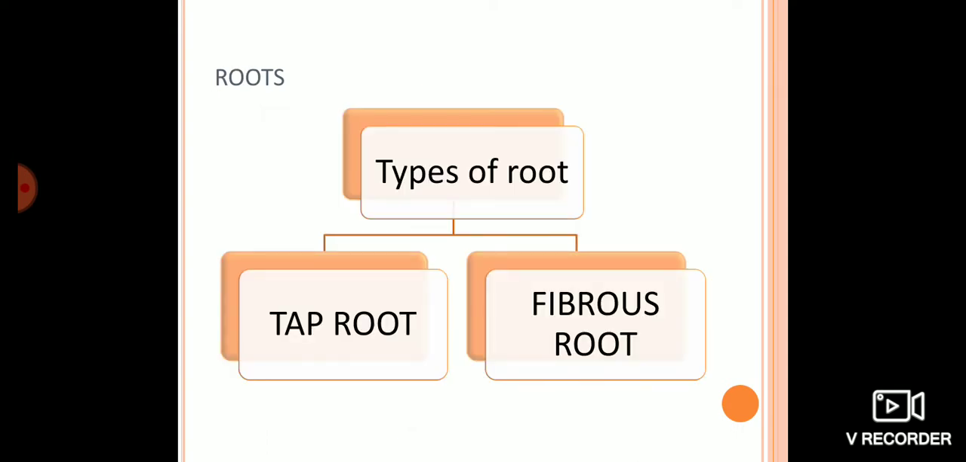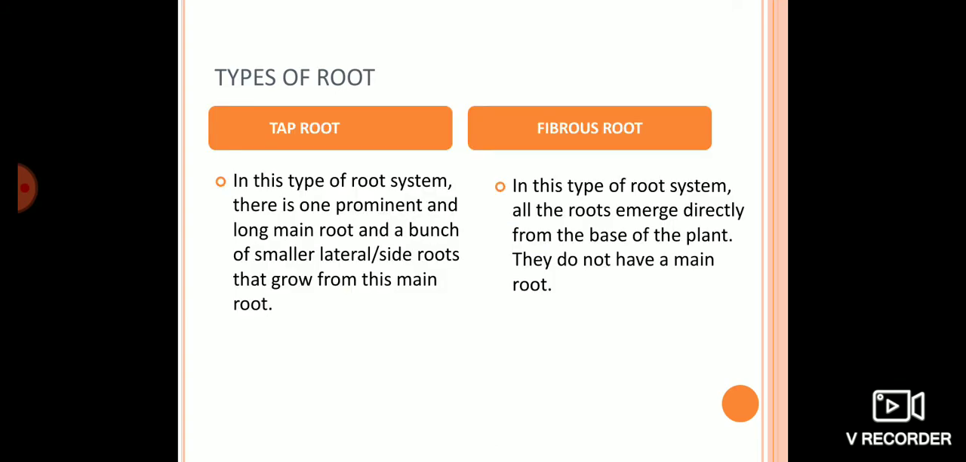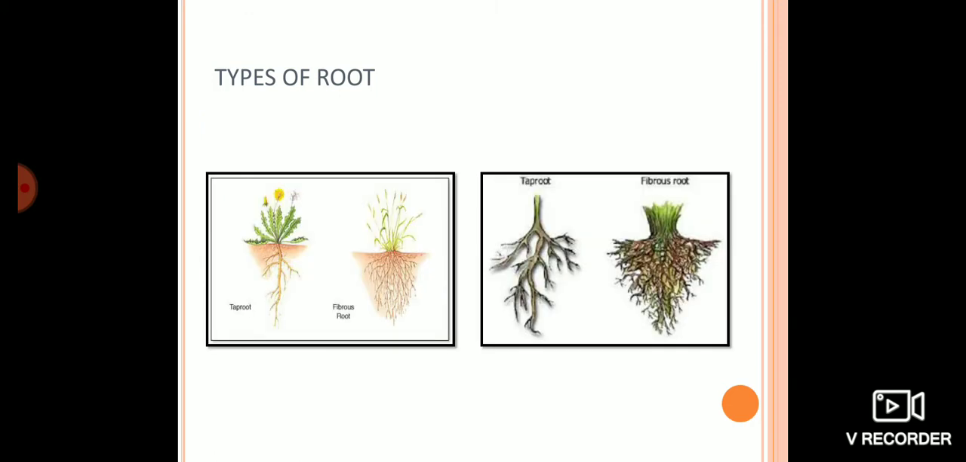There are two types of root, taproot and the fibrous root. So first we will discuss taproot system or the taproot. In taproot system, there is one prominent and long main root and a bunch of smaller lateral or side roots that grow from this main root. For this you can refer to the figure so that you can understand.